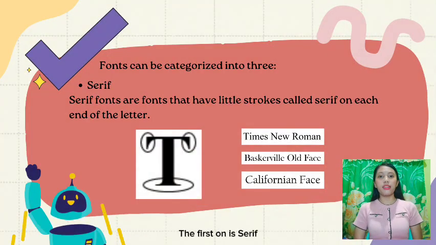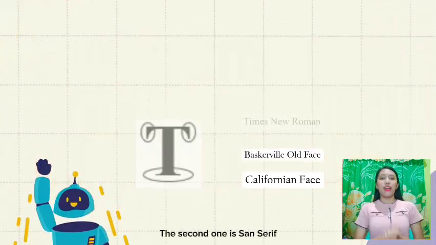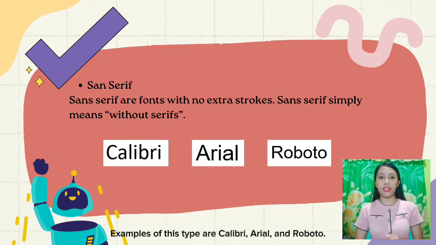The first one is serif. Serif fonts are fonts that have little strokes called serifs on each end of the letter. Examples of typefaces with serifs are Times New Roman, Baskerville Old Face, and Californian FB. The second one is sans serif. Sans serif are fonts with no extra strokes. Sans serif simply means without serifs. Examples of this type are Calibri, Arial, and Roboto.